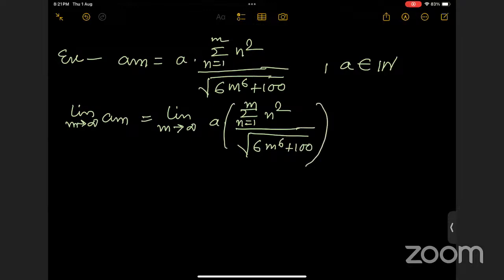One hint I can give you: try to expand it, and if you have some formula for this, try to apply it and try to cancel out this term. Is a a constant? Yes, a belongs to the natural numbers.